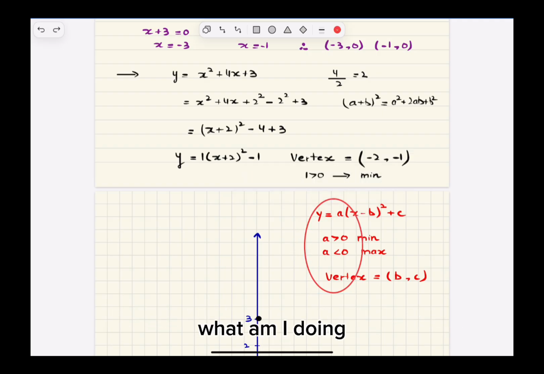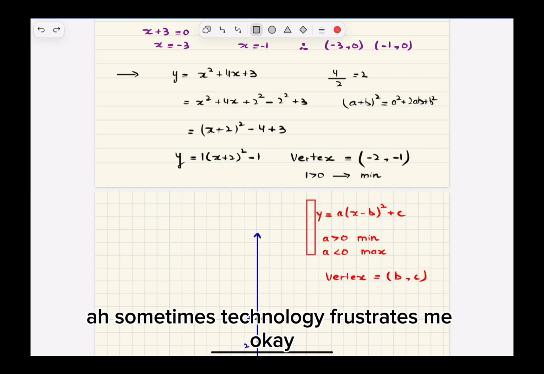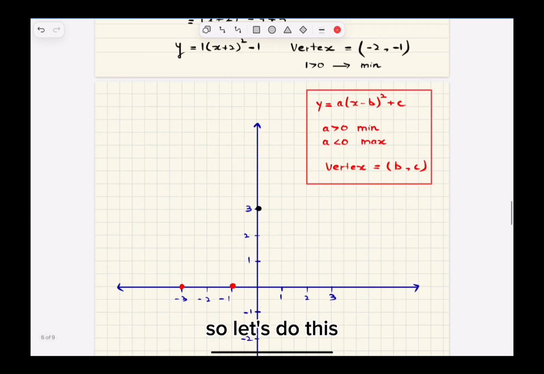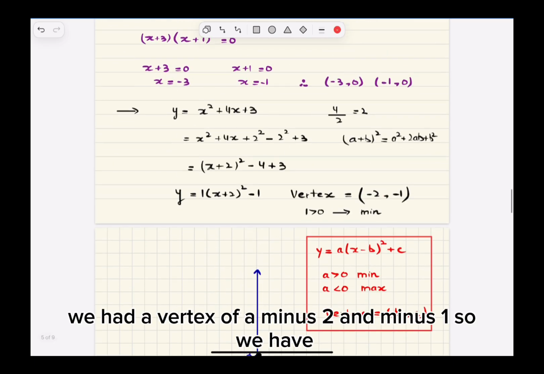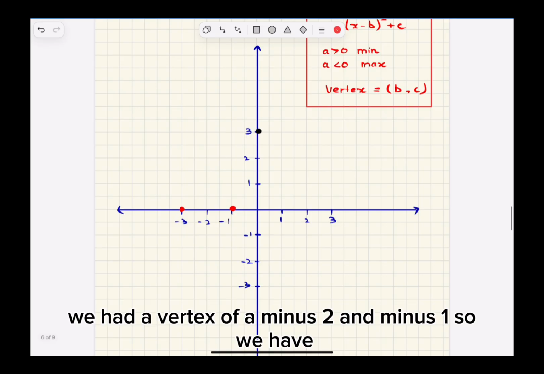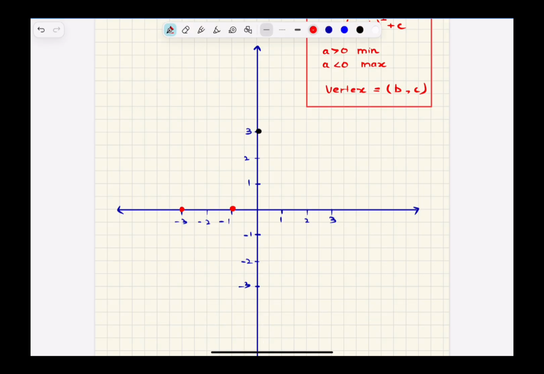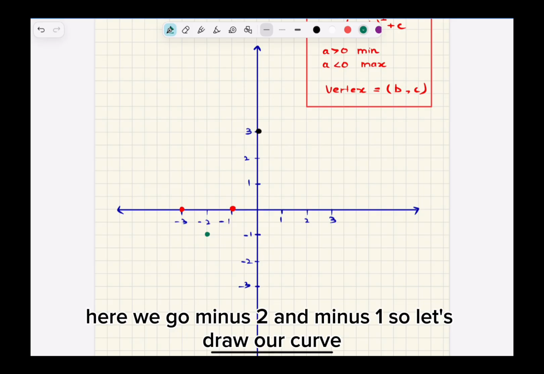What am I doing? Sometimes technology frustrates me. Okay, so let's do this. We had a vertex of minus 2 and minus 1. So we have a minus 2 and here we go. Minus 2 and minus 1.